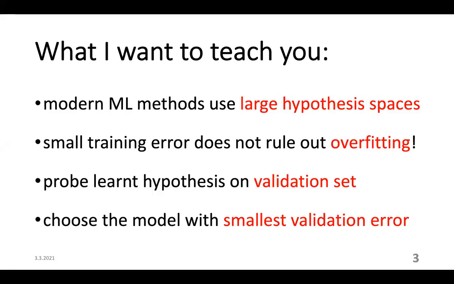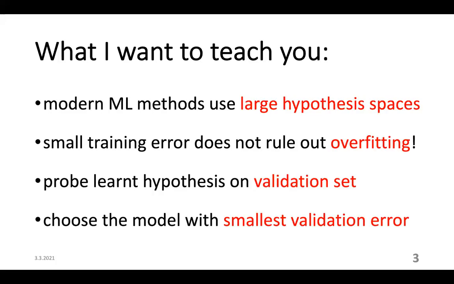So what I want to teach you today is that modern machine learning methods use extremely large hypothesis spaces. And that's a problem. On one hand, this is good because in a large hypothesis space, you most likely will find the right one for your application. You most likely will find one hypothesis that is able to predict if an image shows a cat or not. So this might be a very nonlinear hypothesis, and a large hypothesis space might contain it. However, there are also some problems and challenges coming with large hypothesis spaces. In particular, you might run into overfitting.